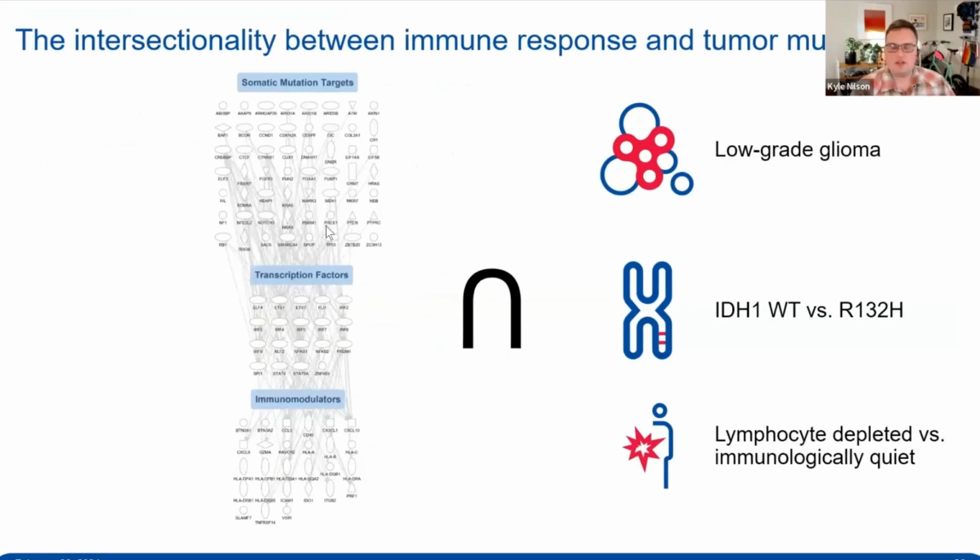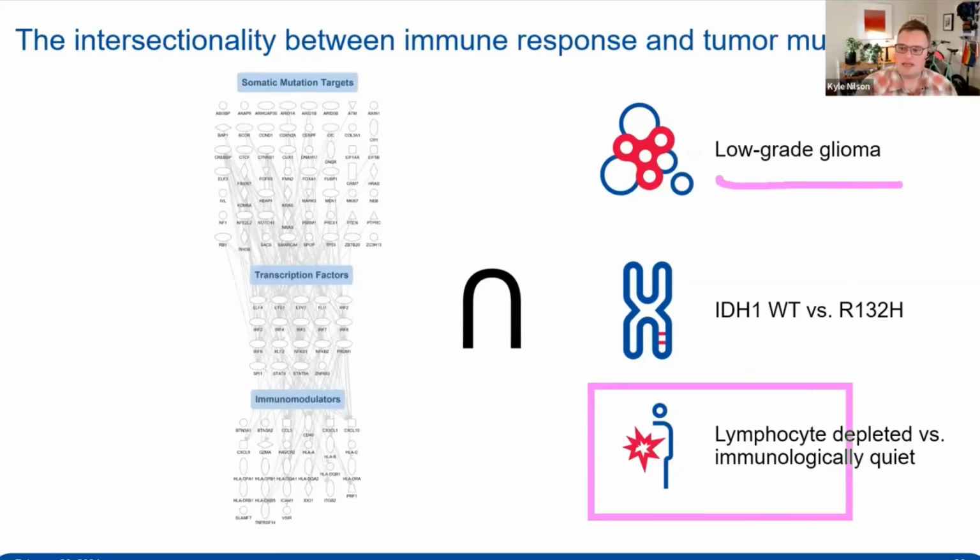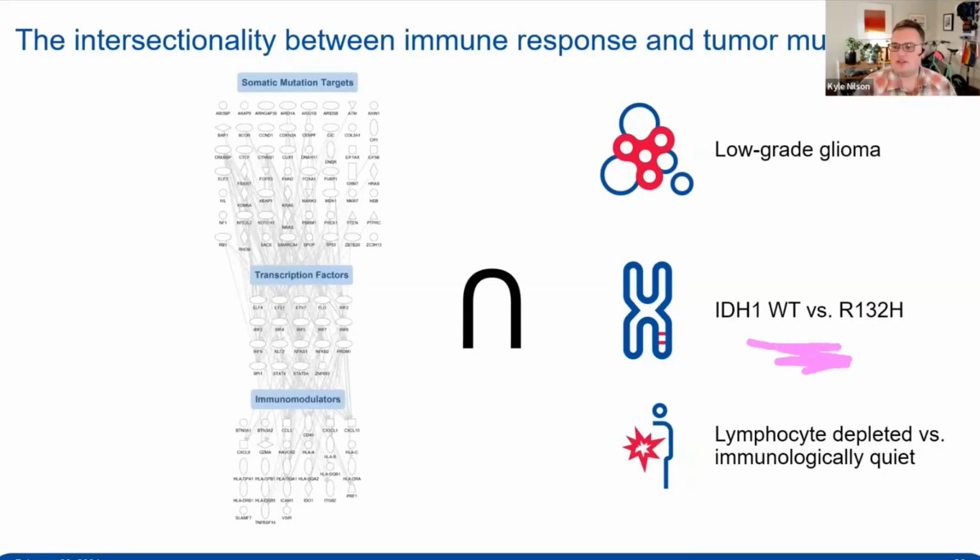So shifting back to this overall use case and need for discovery, this is where I've set the stage to focus on low-grade glioma. Because of TCGA, I know already that I'm interested in looking at cluster 4 versus cluster 5 host immune response. And now, thanks to HSMD, I also know that I want to focus on IDH1 wild type versus the most common clinically relevant variant, R132H.